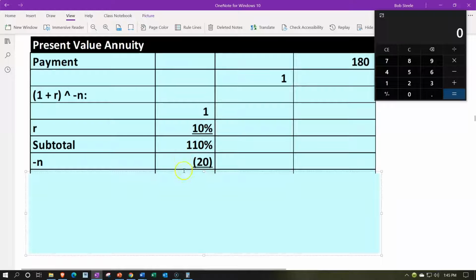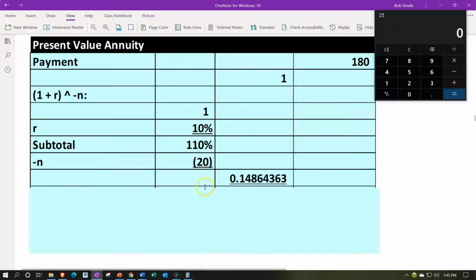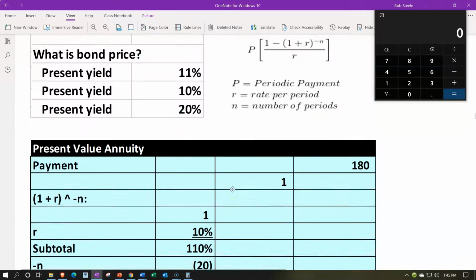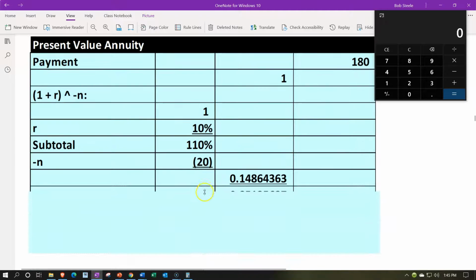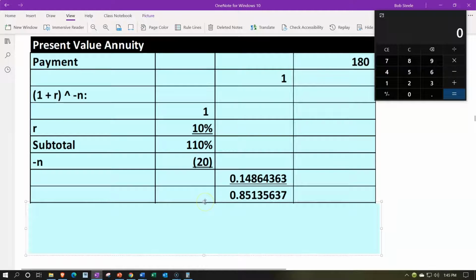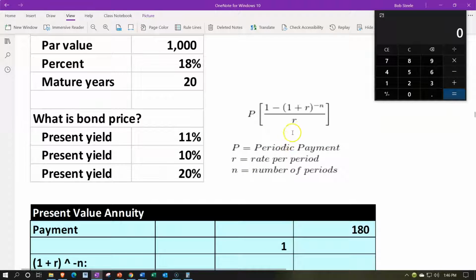So 110%, or 1.1 to the 20, caret 20, to the power of negative 20, I should say, because that would be the right thing to say. And that would be 0.148643363. Then I'm going to take the 1 minus that amount we just got, finishing up the numerator. 0.85135637, that's the numerator. The denominator then is r, or 10%.